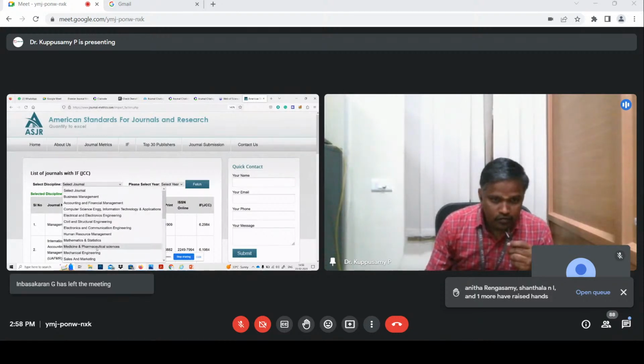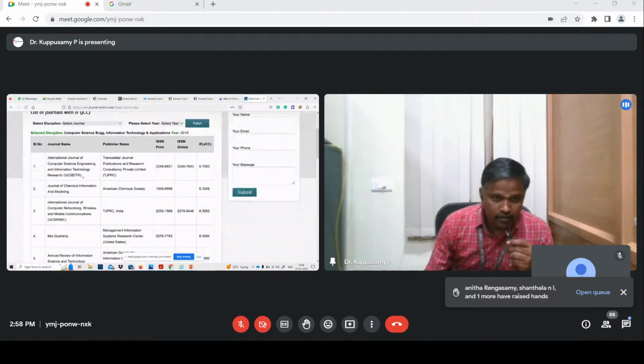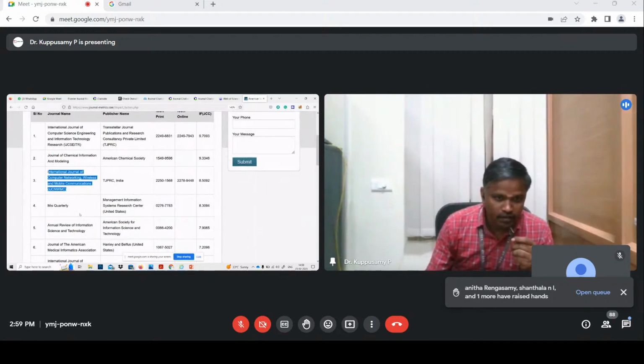And suppose you want to select computer science related journals, you can select the journals year wise. Look at that, we have so many journals. This is Chemical Information and Modeling. I guess they are accepting multidisciplinary papers, that's why it may be given; otherwise, it may be a wrong selection. This is computer science, networking and communication. Like this, you can select here.